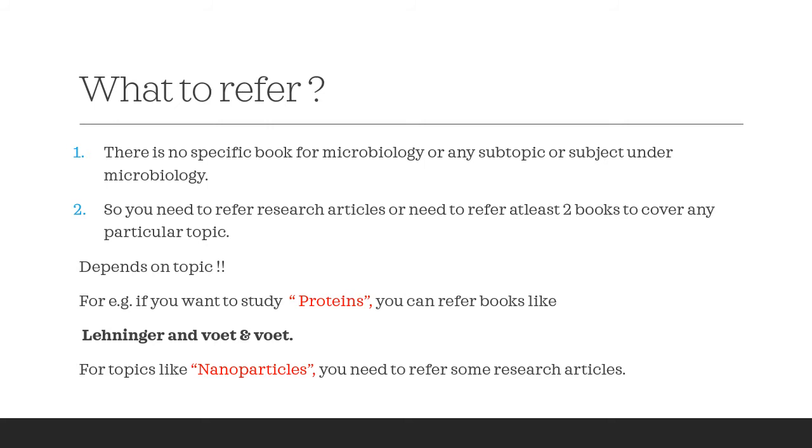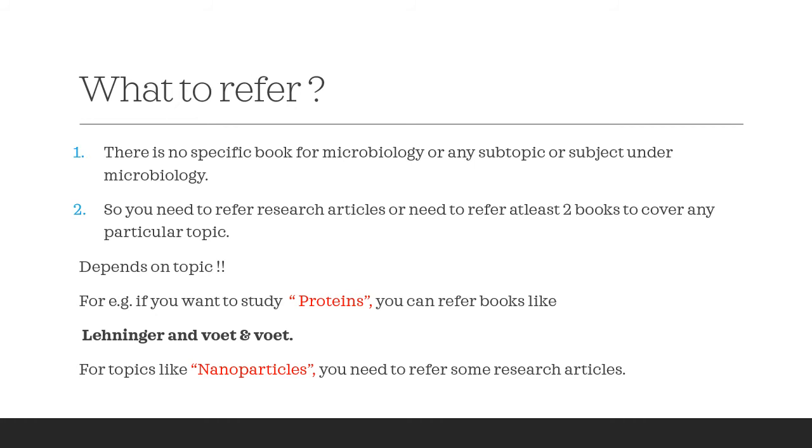So what to refer to is another point. There is no specific book for microbiology, or any topic or subtopic from microbiology. So you need to refer to research articles, then you need to refer to at least 2 books to cover any particular topic. This depends on the topic actually. For example, if you want to study proteins, then you can refer to books like Lehninger and Voet. These two books cover proteins completely.